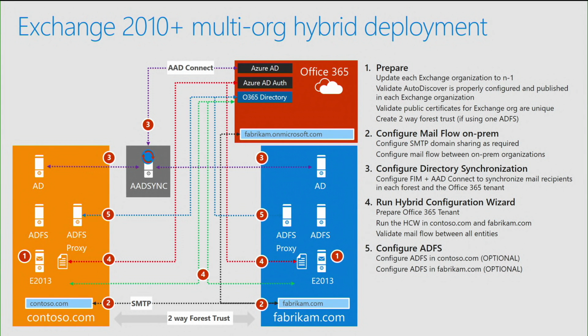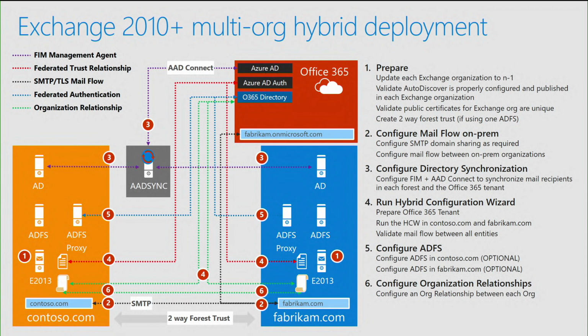And then if we want to, we can configure ADFS at this point if we want to use federated identity or some other third-party federated identity solution. If we did that, we would need to configure ADFS in both of the on-premises organizations, get those proxies configured so that we have an externally facing endpoint that Office 365 can reach and validate that works properly. Then we need to configure org relationships between each organization.